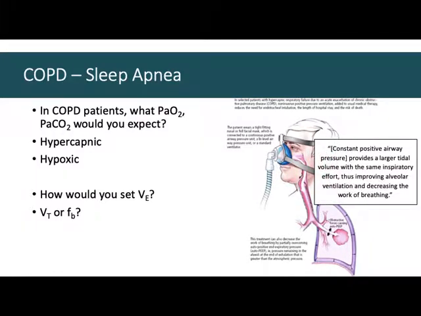And you can see that over here if you were looking at these individual inset blurry paragraphs. The one that I'm covering over now on the right-hand side says constant positive airway pressure provides a larger tidal volume with the same inspiratory effort. So it's not harder for the patients to breathe. That work of breathing is decreased because the pressure is facilitating the movement of air. It improves alveolar ventilation or the delivery of fresh air all the way to the alveoli. It makes it easier for them to breathe. So alleviating the smaller airways and the resistance to airflow, not having them hyperventilate.